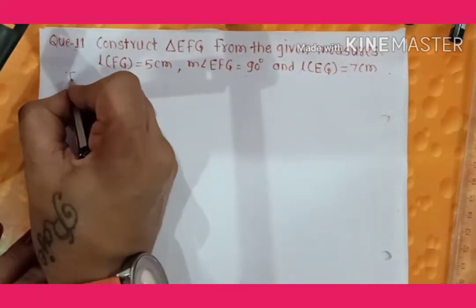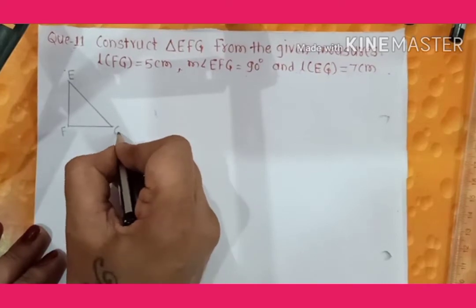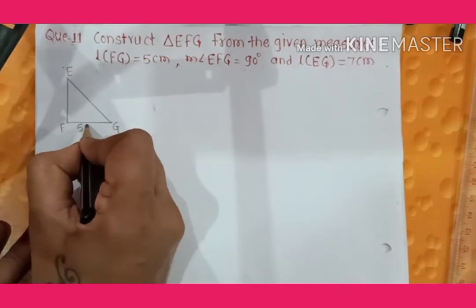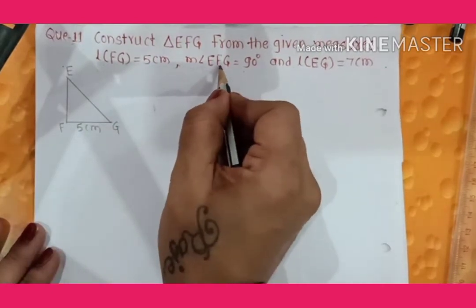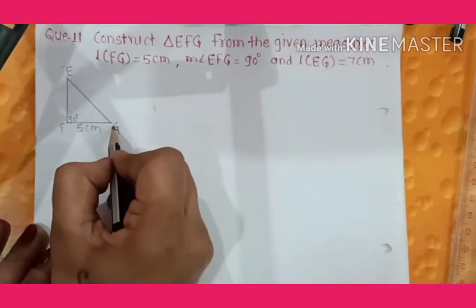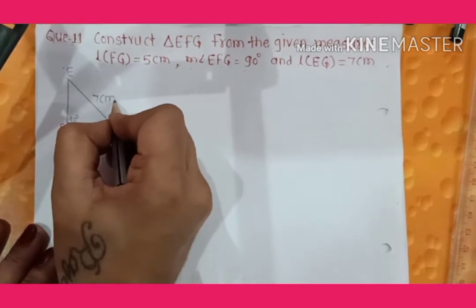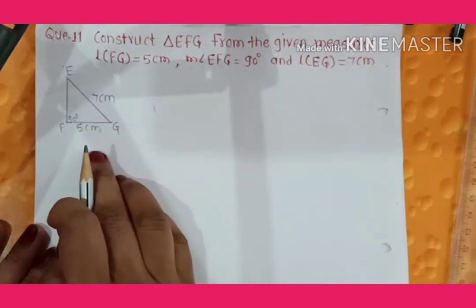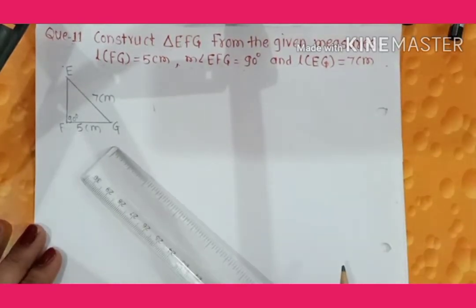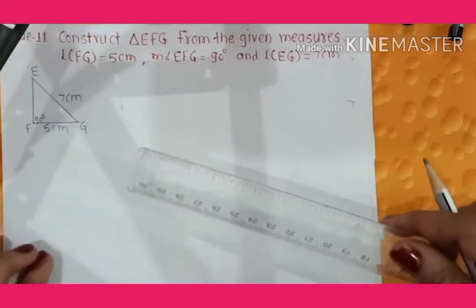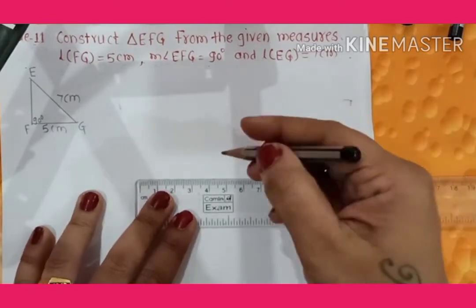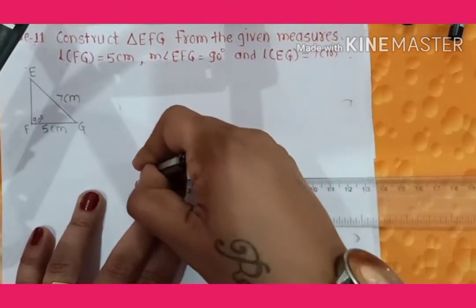Triangle EFG. Here length FG is equal to 5 centimeter. Measurement angle EFG is equal to 90 degree and length EG is equal to 7 centimeter. Now according to this rough figure, first draw base segment FG which is equal to the 5 centimeter.